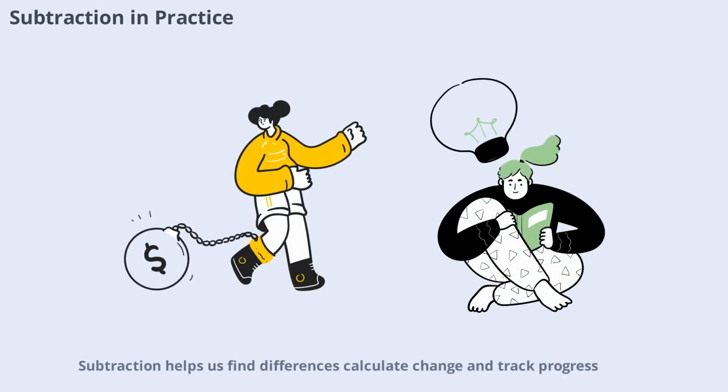Subtraction helps us find differences, calculate change, and track progress. For example, subtracting expenses from income gives you your savings. In programming, subtraction is used to manage resources, measure performance, and solve everyday challenges.